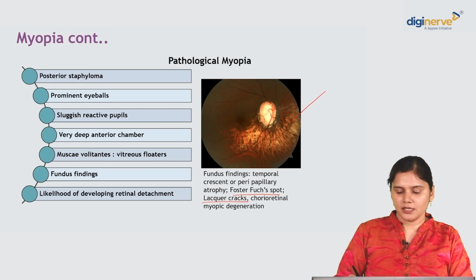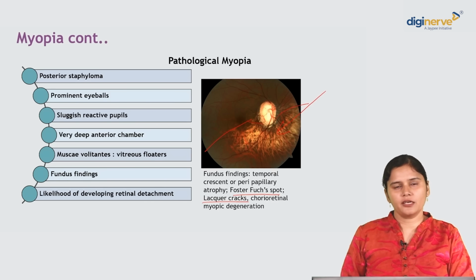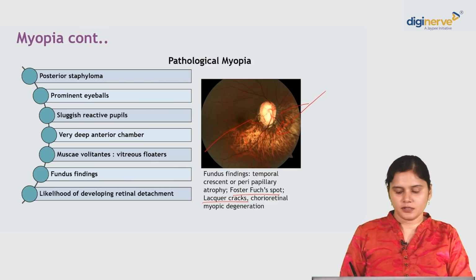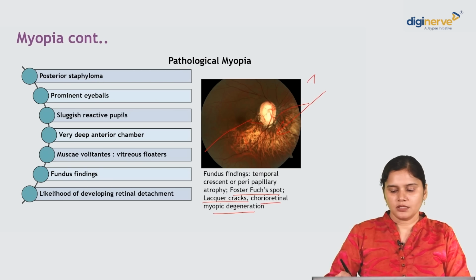Also, as you can see here in this area, the prominent choroidal vasculature is very well visible. This is called a tessellated fundus, or there is a chorioretinal myopic degeneration. So this tessellated fundus is a classical finding of pathological myopia.